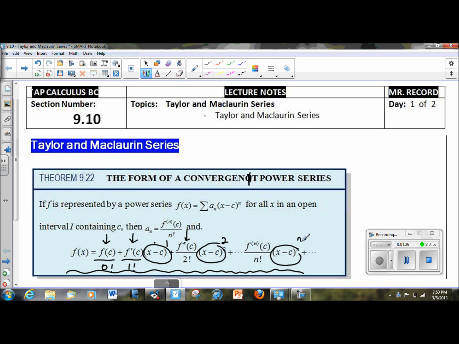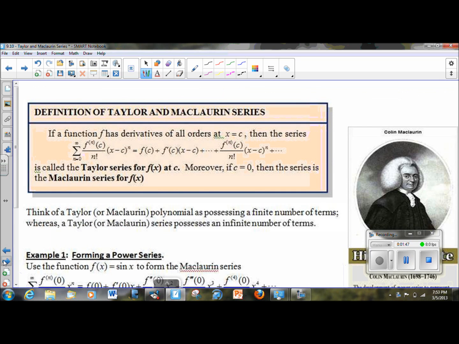So this is nothing new. What's new is that we are going to build this on and on and on and make a series out of it rather than a polynomial. So we now have this formal definition of a Taylor or a Maclaurin series that just utilizes the information of theorem 9.22. And really our goal is to get something real tidy and neat that looks like that.